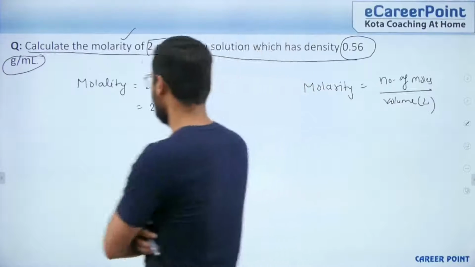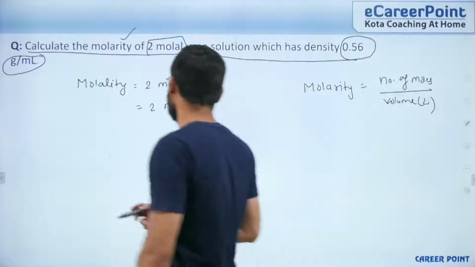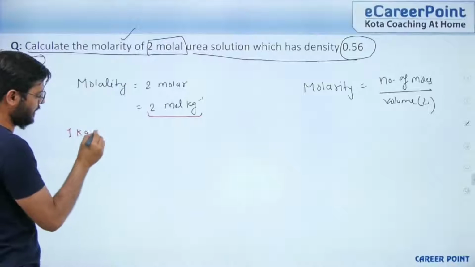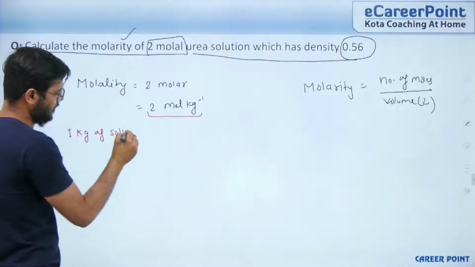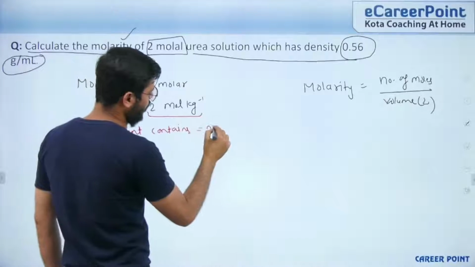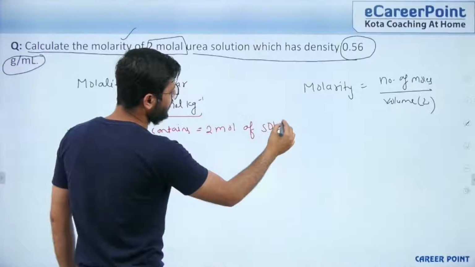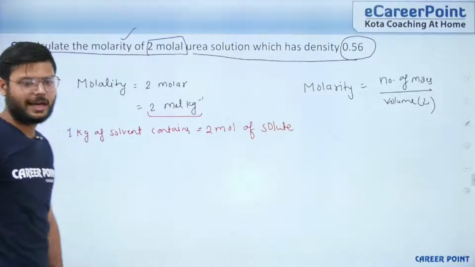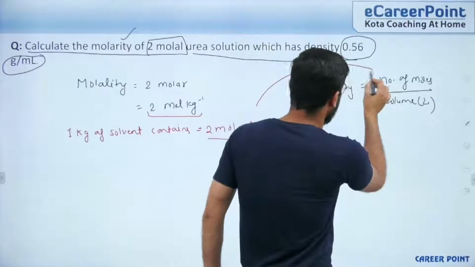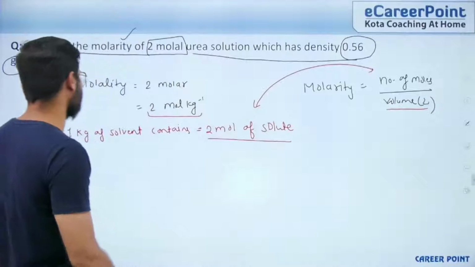So this is the case. Now what you need to do? So you can write this as 1 kilogram of solvent contains 2 mole of solute. Now we know that the number of moles of solute is nothing but 2 moles. Now we need to find out the volume. How will we find out the volume?